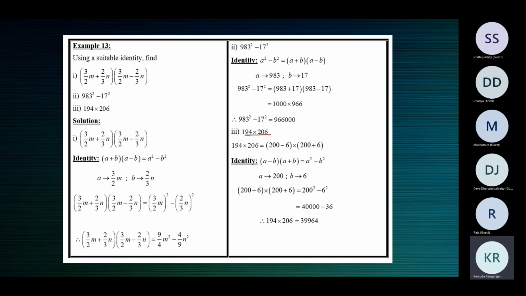See, you should use the same numbers in both the brackets. Then only it will be a plus b, a minus b. In both the brackets, you must have the same numbers or the same terms. In one bracket, it should be plus, the other it should be a minus. So 194 can be written as 200 minus 6. And using the same numbers, 200 plus 6 is 206. So a minus b, you can say that way also. A minus b into a plus b, or a plus b into a minus b is a square minus b square.